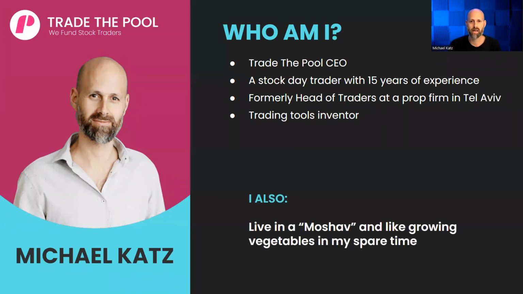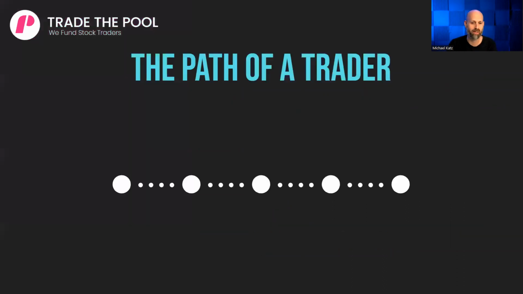On a personal side, I live in a moshav, a small village with 200 or 300 families, growing my own vegetables. I guess that's my balance between the corrupted place that we're trading in, money-wise, and getting into nature. So let's talk about the trading part, right?